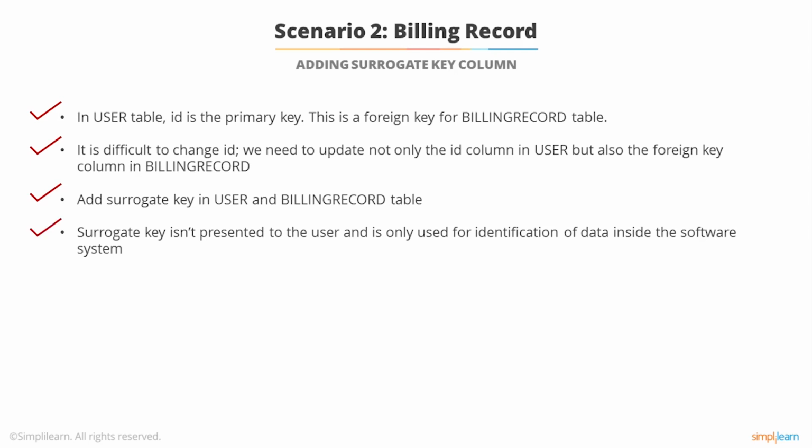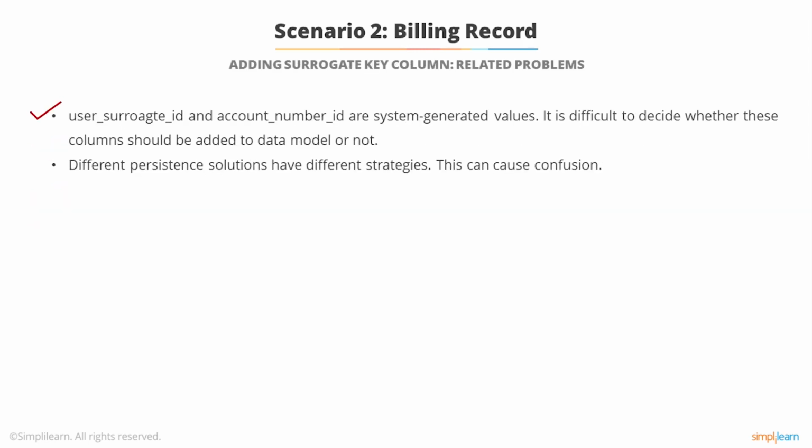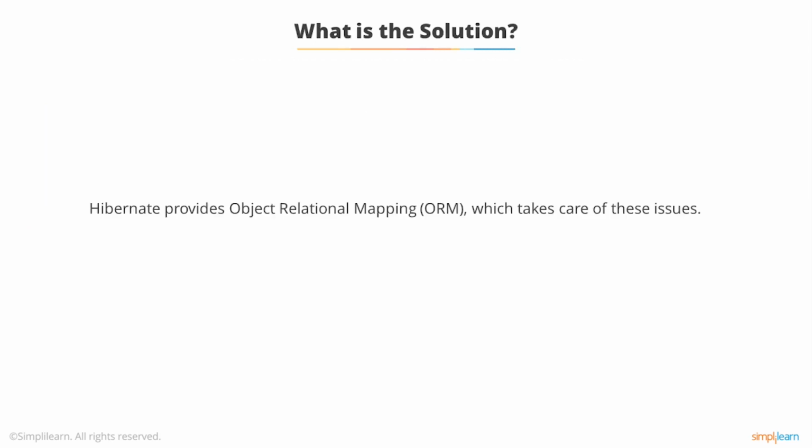The surrogate key isn't presented to the user and is only used for identification of data inside the software system. User surrogate ID and account number ID are system generated values. It is difficult to decide whether these columns should be added to the data model or not. Different persistent solutions have different strategies, and this can cause confusion. What is the solution? Hibernate provides an ORM or object relationship mapping which takes care of these issues.